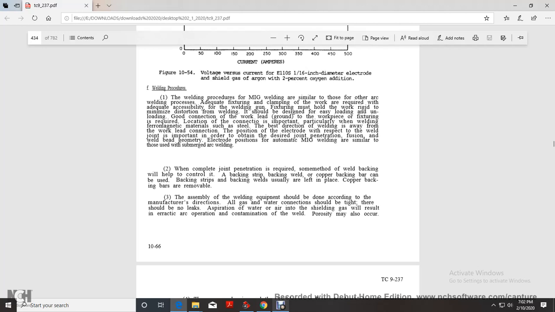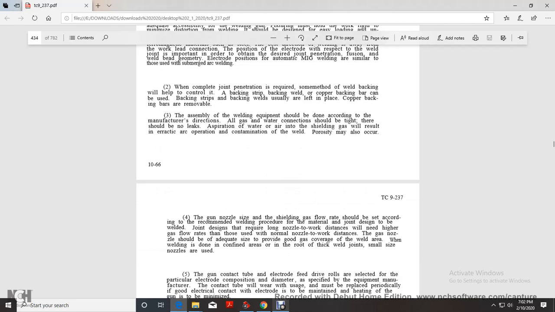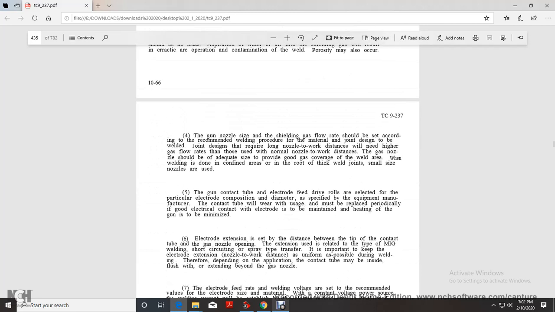Assembly of the welding equipment should be done according to the manufacturer's directions. All gas and water connections should be tight. There should be no leaks. Air entering the shielding gas, or water mixing with the shielding gas, will result in erratic arc operation and contamination of the weld. Porosity may also occur.